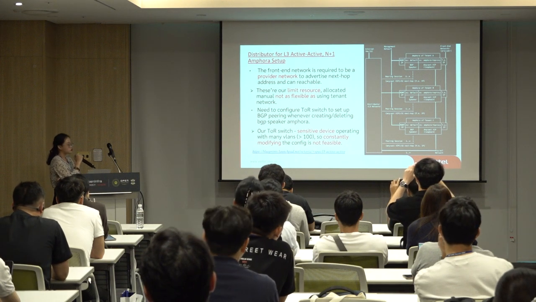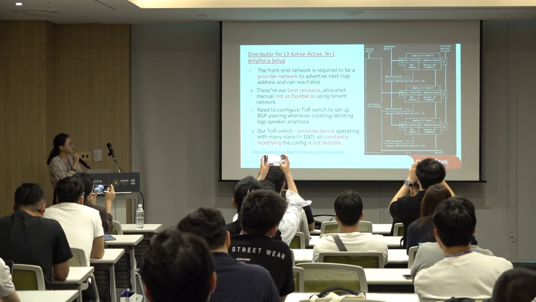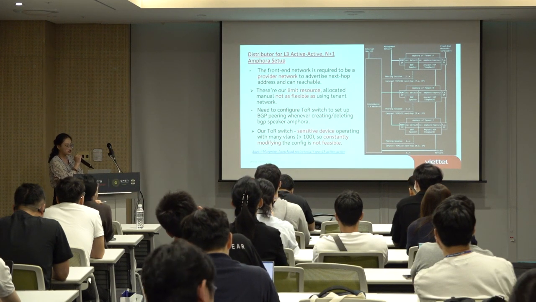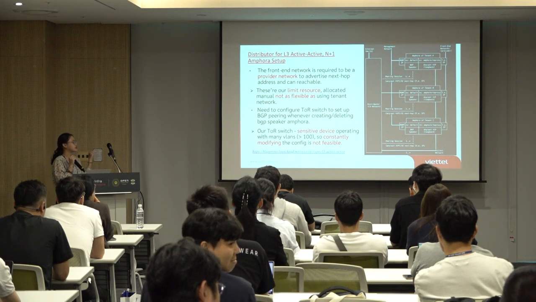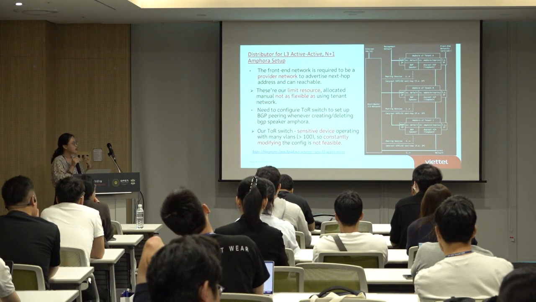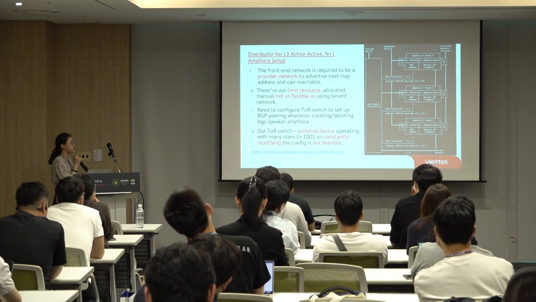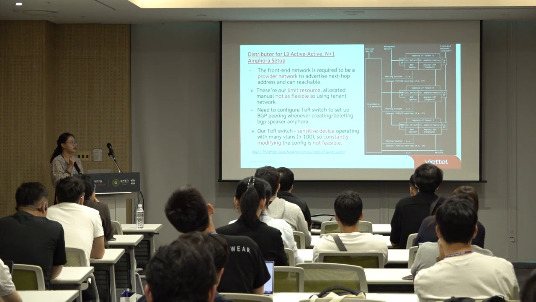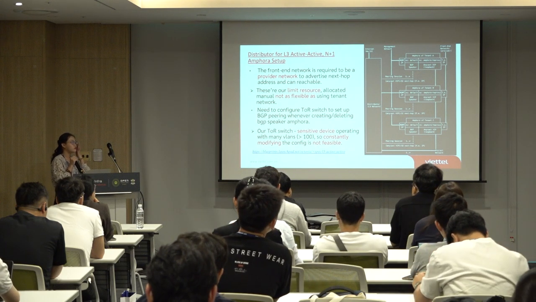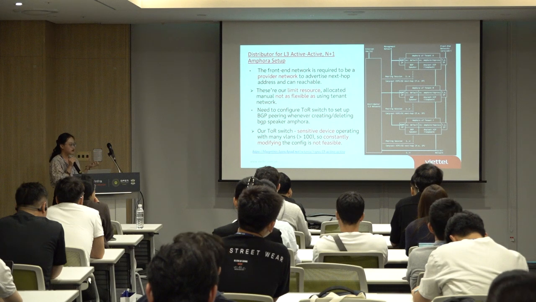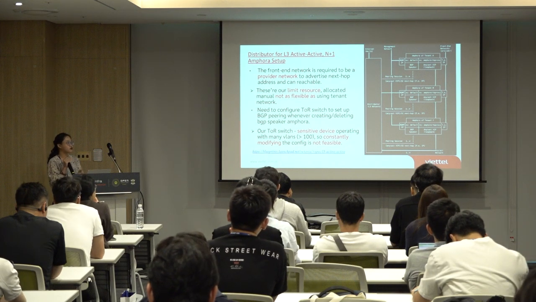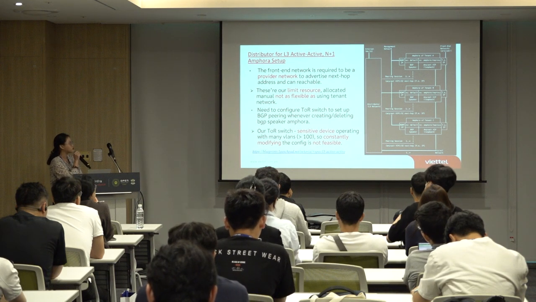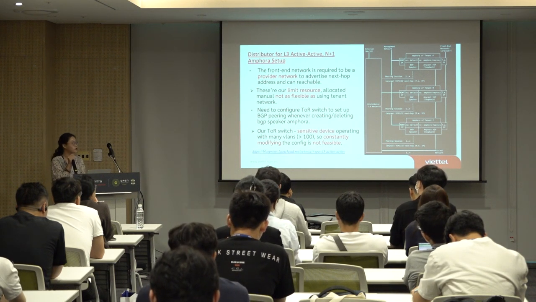So, the next obstacle is in our physical network infrastructure. They are the list of spine devices, which are important and sensitive devices operating with more than 100 VLANs. They belong to different systems, so constantly modifying the config is not feasible.